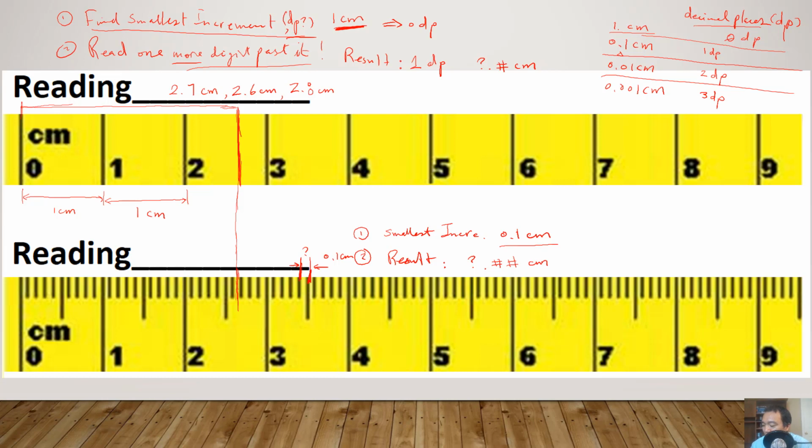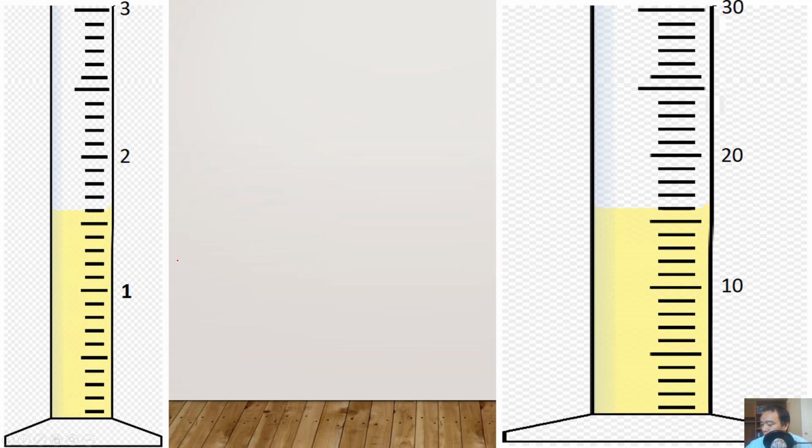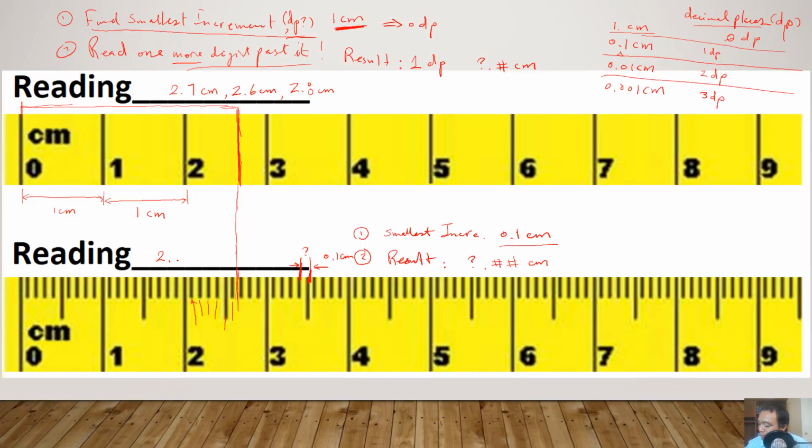So let's read this one. Apparently, each one represents 0.1, so 2.1, 2, 3, 4, 5, 6. It's between 2.6 and 2.7. So in my eyes, I mentally divide these neighboring lines into 10. I think it's almost right in the middle. So I'm going to record it as 2.65.